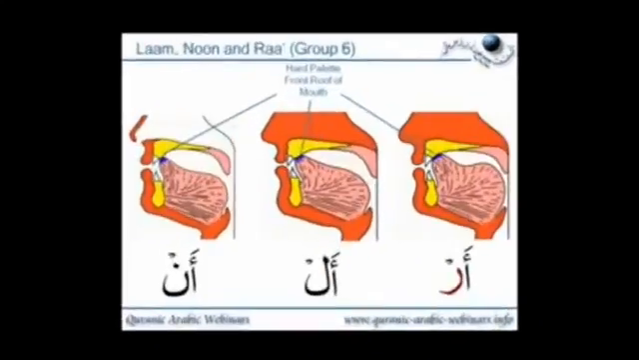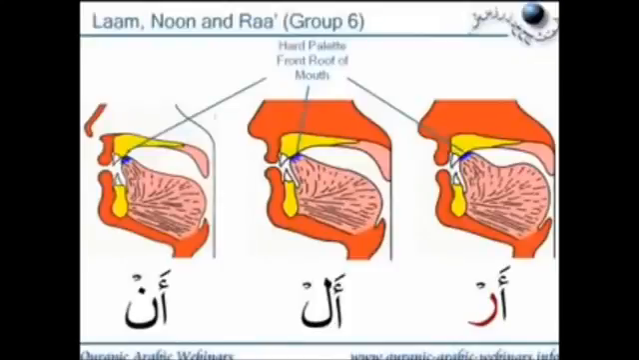The next group is where the tip of the tongue, right at the front, touches the hard palate very forward in the top of your mouth, almost near your gums but slightly behind, so not actually touching the gums, i.e. where you meet the teeth, but slightly behind. The three letters are the ra, the lam and the noon.